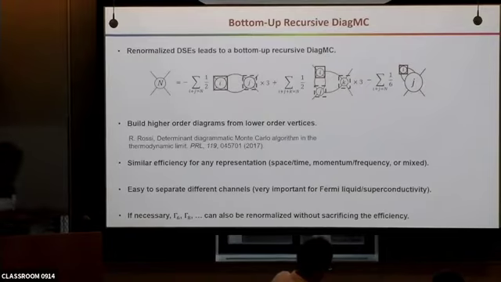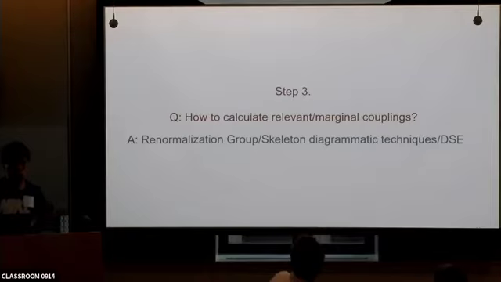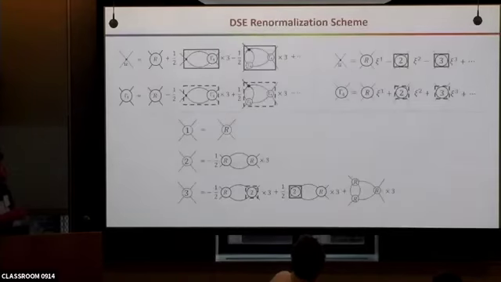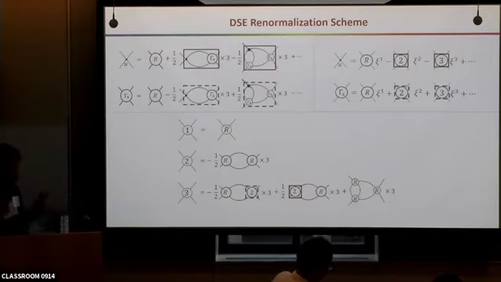Okay, so since we know how to construct and calculate the renormalized diagrams, the next step, the third step, is to calculate the marginal and the relevant parameters. Okay? And then you have several choices. You can use the renormalization group, or use scalar diagrammatic techniques, or just the Dyson-Schwinger equation itself. The scalar diagrammatic technique is actually just this equation, because this equation relates the bare coupling to the renormalized coupling. So you can just solve this set of diagrams order by order. This automatically gives you something like a Parquet equation.